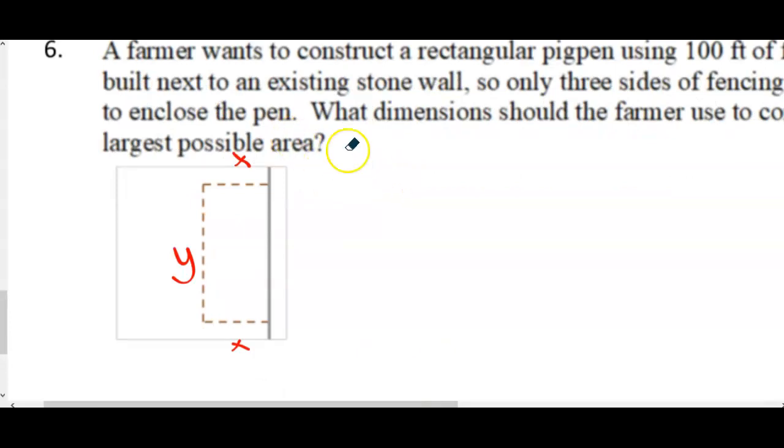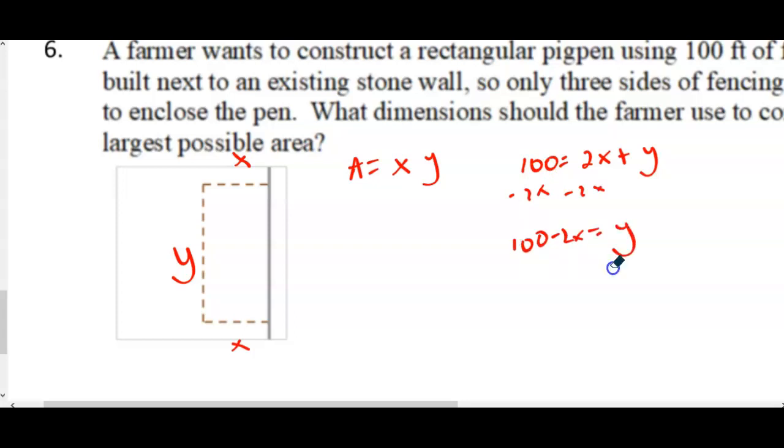So we know that area equals length times width, or in this case, x times y. And that's going to be our primary, because it's find the largest possible area. For the secondary equation, we're going to say 100 equals 2x plus y, because this is 100 feet of fencing. So we're going to start by isolating y. Subtract 2x, so 100 minus 2x equals y.